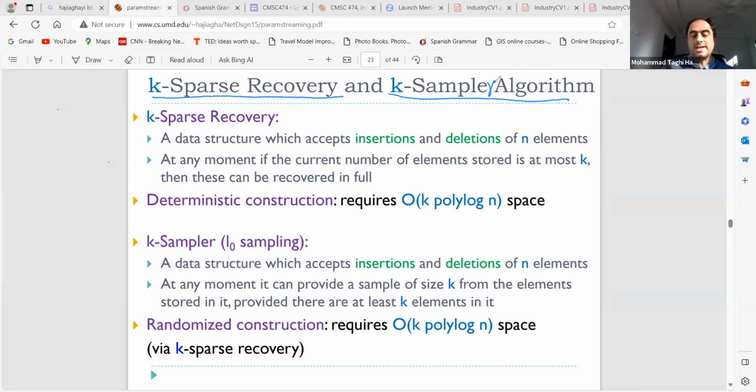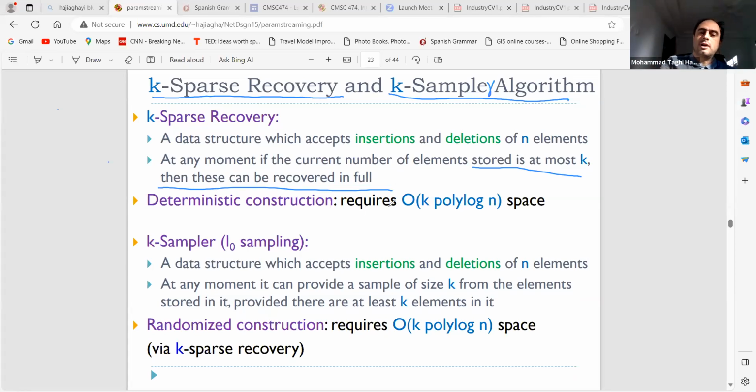It's a data structure which accepts insertion and deletion of n elements. At any moment, if the current number of elements stored is at most k, then all of them can be recovered in full. You can insert and delete things, and at some point you may actually add more than k. We don't have any guarantee there. But if you know that at any time the number stored is at most k, then I can recover all of those k correctly.